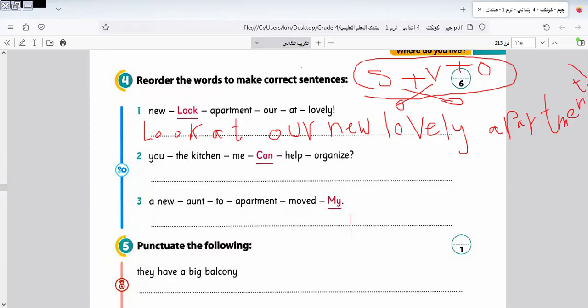I put a transformation mark like this. I will write it here. This did not appear, so I will write it in the next line to make it appear. Okay, lovely. Look at our new lovely apartment.